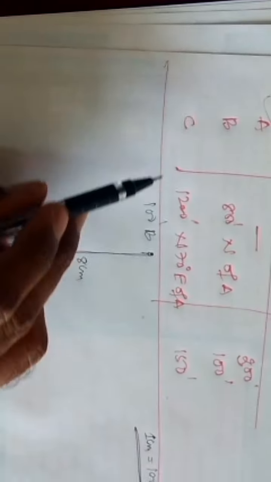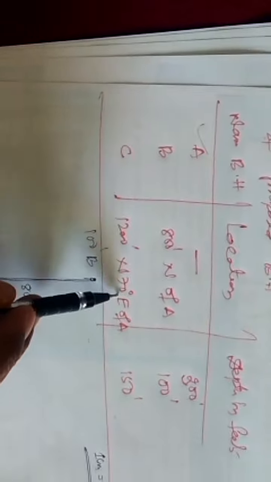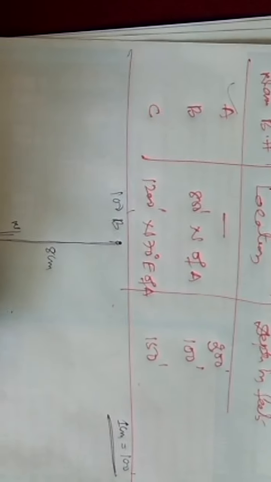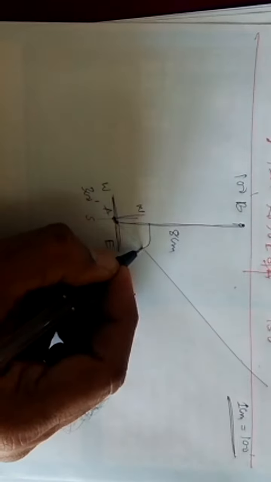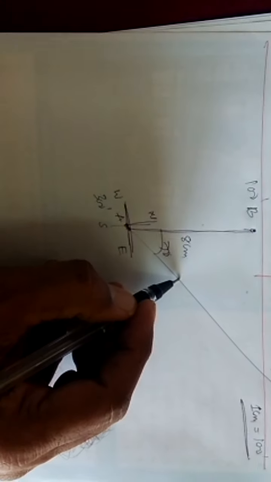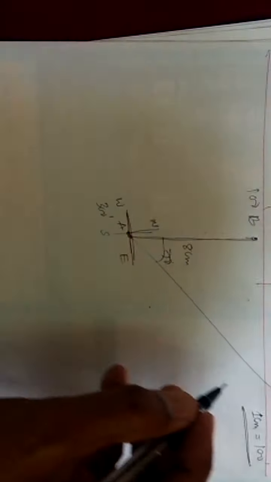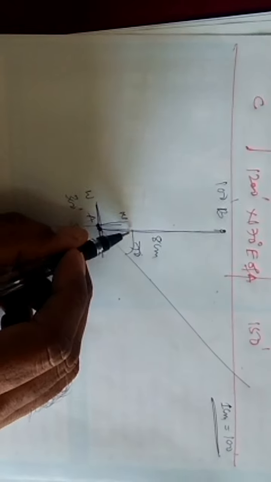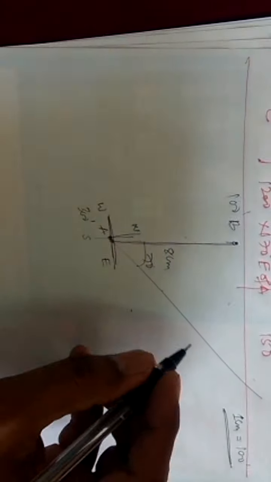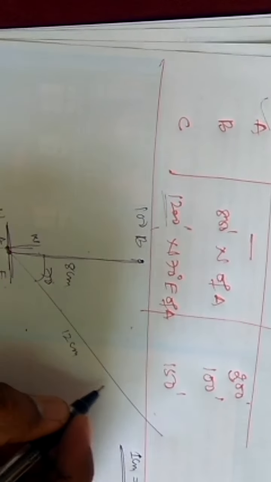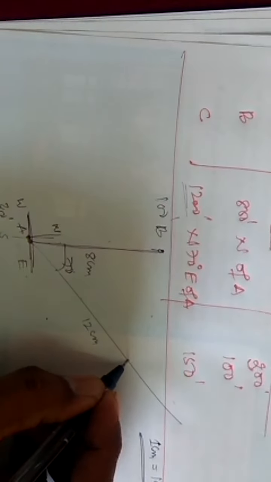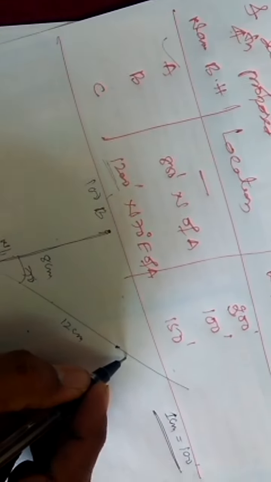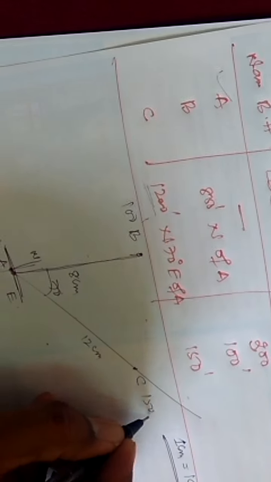And one more is C. It is 1200 feet north 70 degree east. You have to draw a line which is 70 degree from north towards the east. This side is the east. You measure 12 centimeter, because the length is 1200 feet. Somewhere you may get the point here, I don't know exactly where. Then you have to write this is C, and the depth of C is 150.